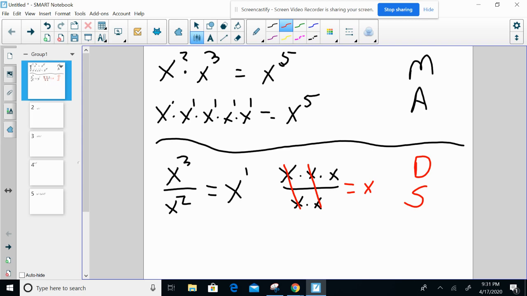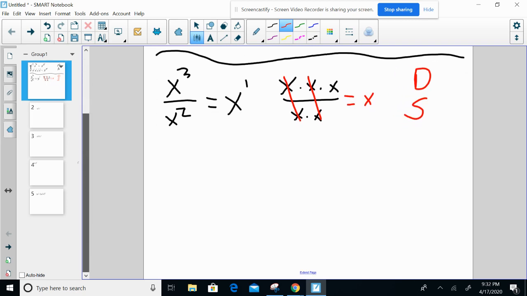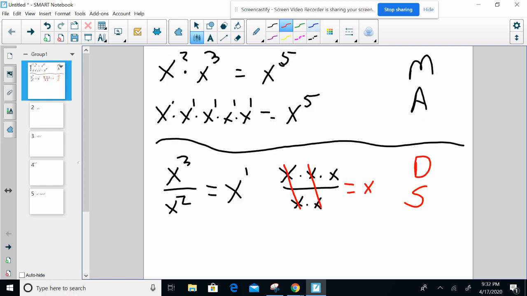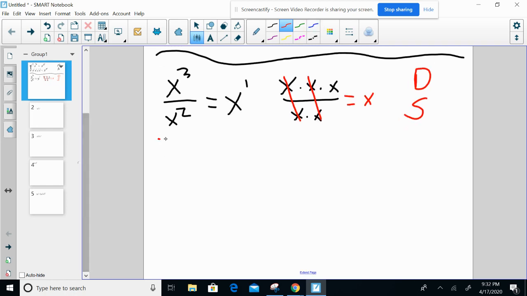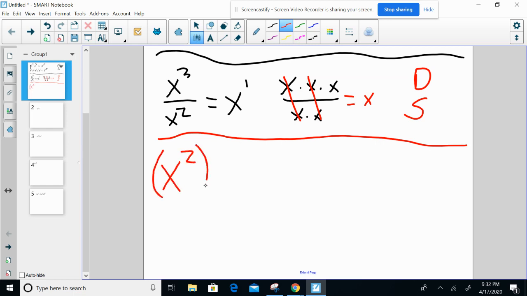So now the new rule for the day. Pick a different color here. Great. The new rule is this: it's going to be an exponent to an exponent. So x squared to the third power. Now this looks a little different. One of the keys is going to be parentheses. It's not always, but a lot of times when you see parentheses to an exponent, this is the method you're going to use.